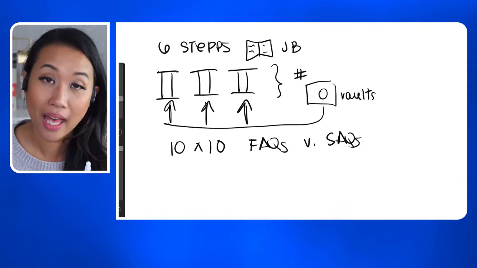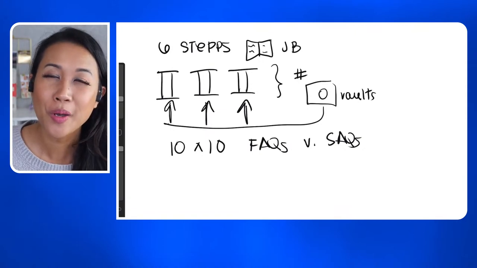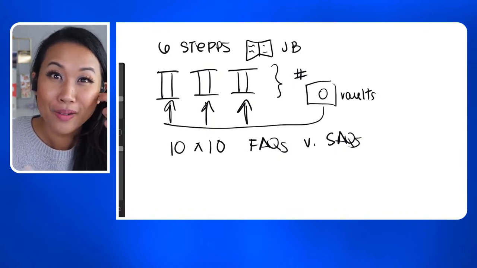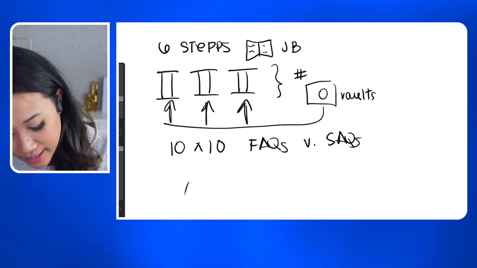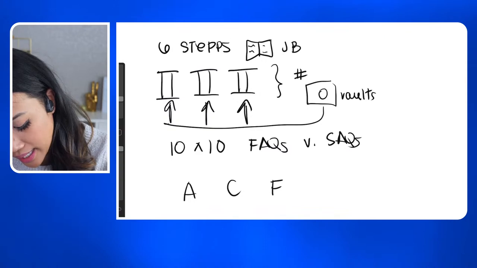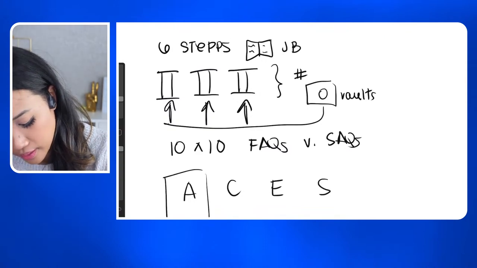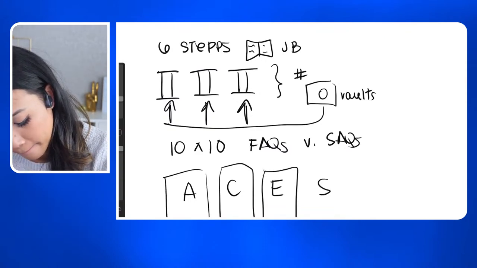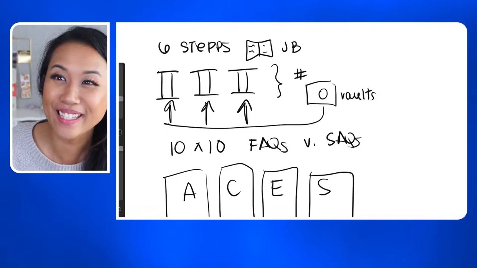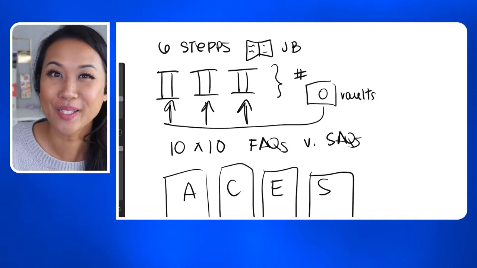Good. So you have your 10 by 10, and then what do we do? We bucketize them, and we're gonna bucketize them into what? Into the ACES framework. This is literally a masterclass. This is a masterclass in the making.